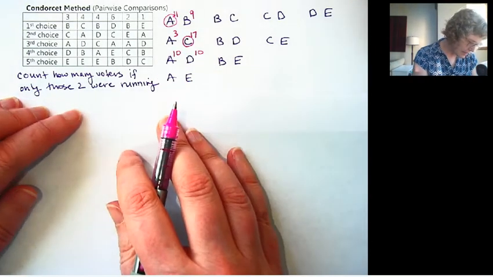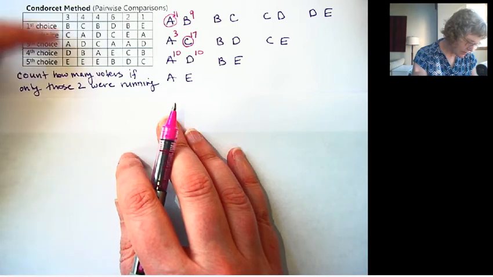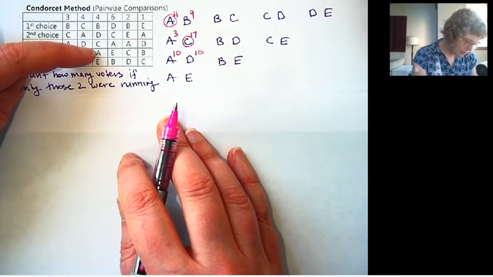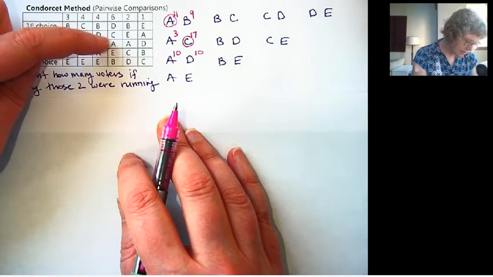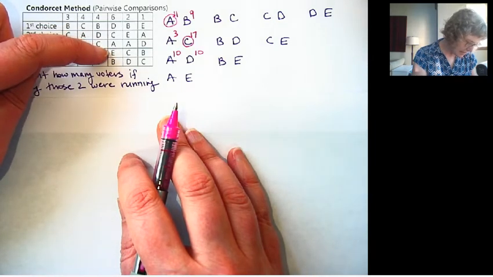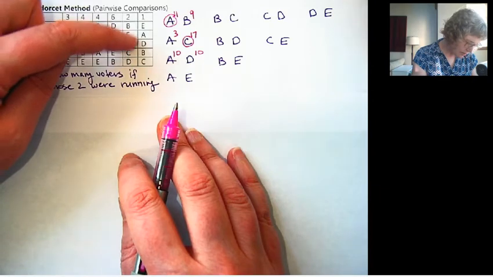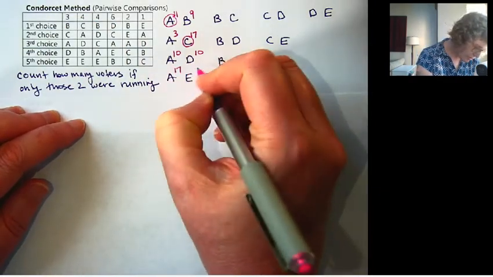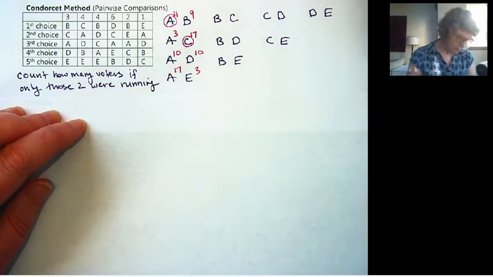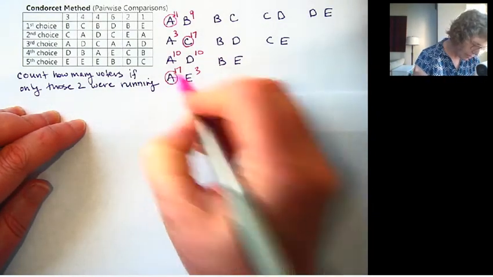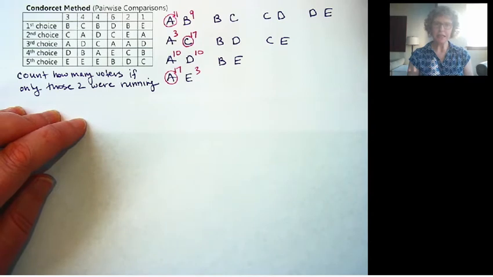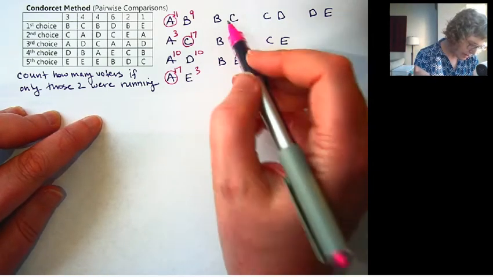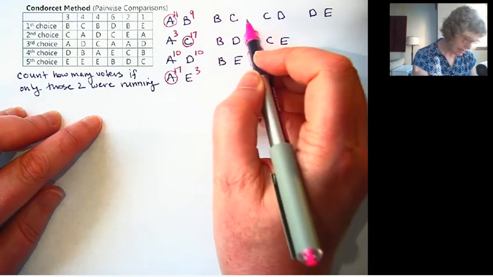Now let's do A and E. So A over E is 3, A over E 7, A over E 11, A over E 17, not there, not there. So 17. I'm just checking with my notes to make sure I don't mess it up. 17 picked A over E. Okay. Let's keep going. So now we're going to compare B and C.